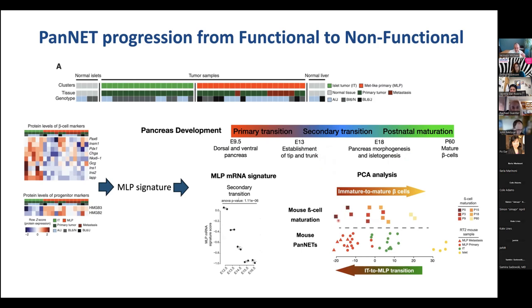And again, what you see when you use immature beta cells, and you look at the MLP primary or metastasis, they really look like the immature. But when you look at the IT, they look closer to the mature cells. And we did the same with human samples, and we came to the same conclusion.